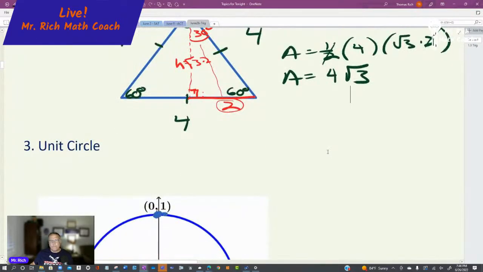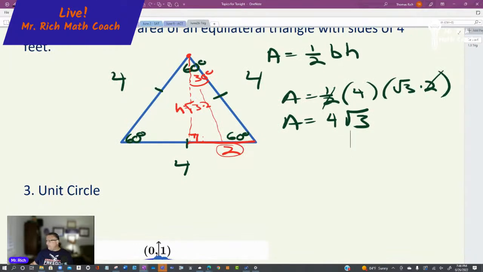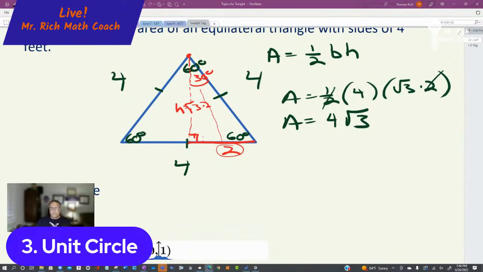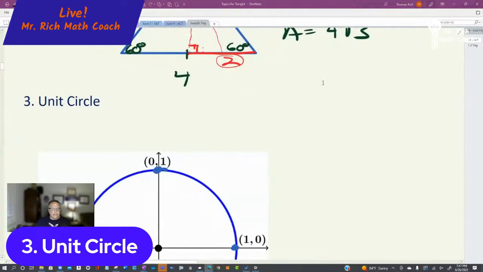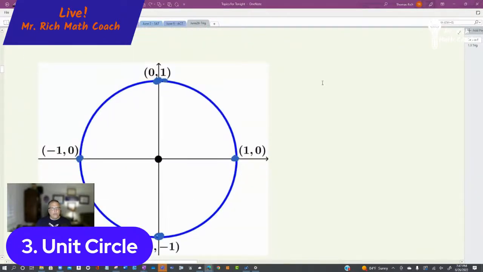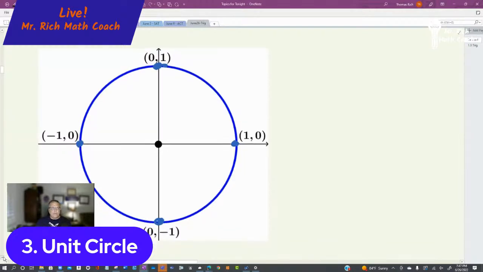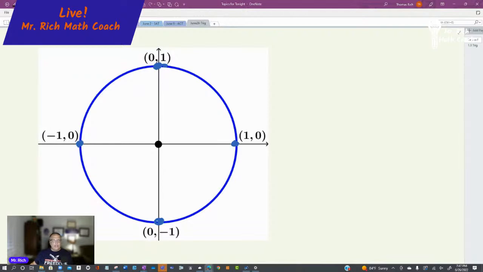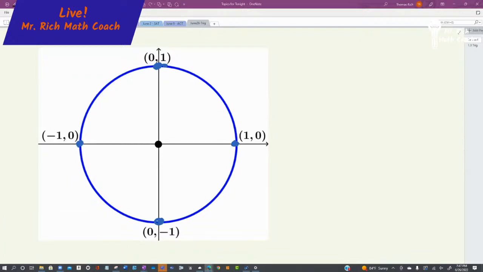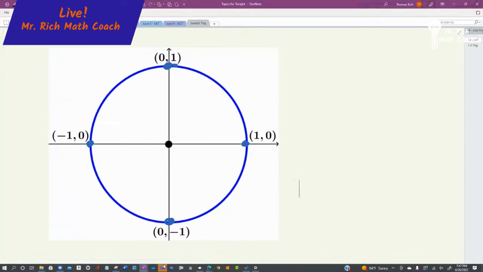Now, I want to talk a little bit about the unit circle. So let's take a look at generally what a unit circle is. This is a unit circle. Now you may say, well, that doesn't really look like the thing that I memorized. Well, maybe so, but I just want to go over the idea of the unit circle.